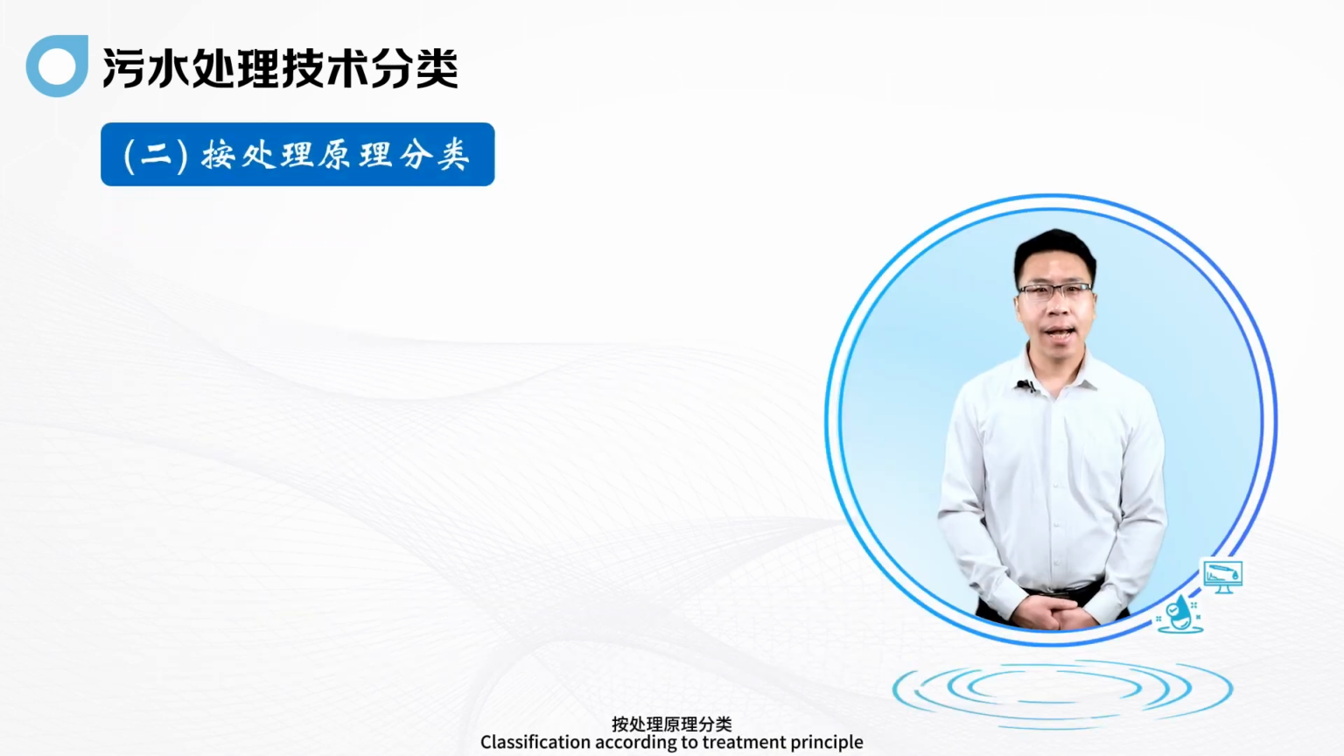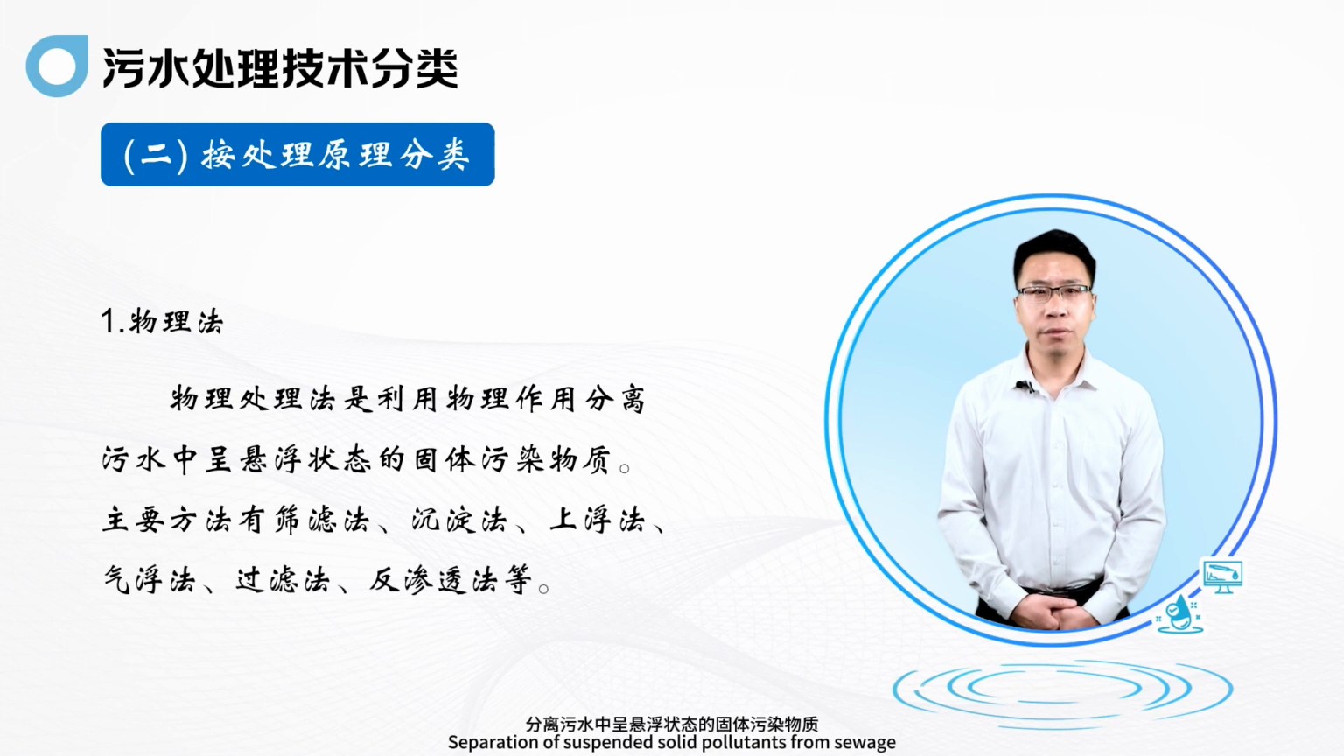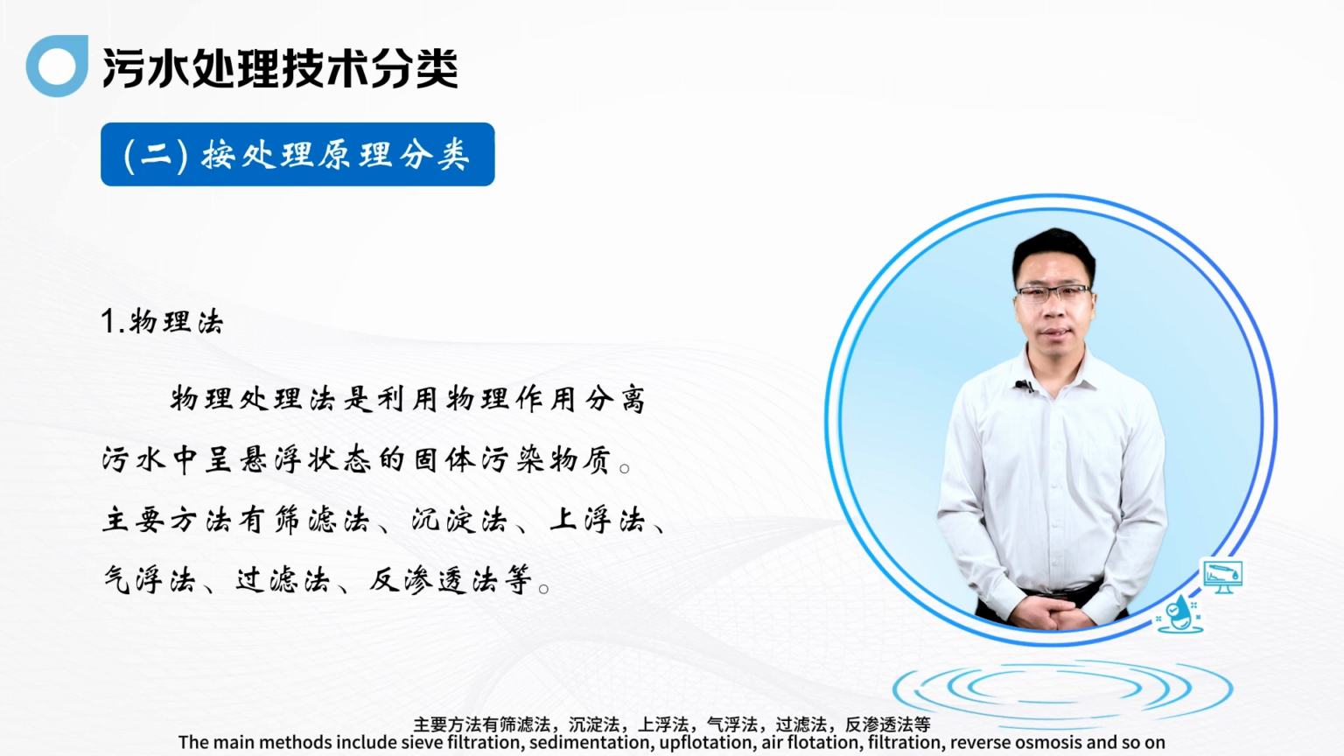Classification according to treatment principle. First, the physical method. Physical treatment is to use physical action to separate suspended solid pollutants from sewage. The main methods include sieve filtration, sedimentation, upflotation, air flotation, filtration, reverse osmosis and so on.